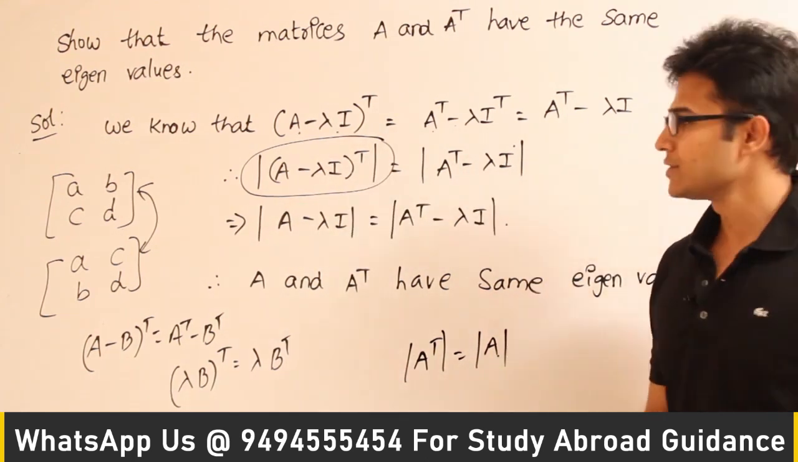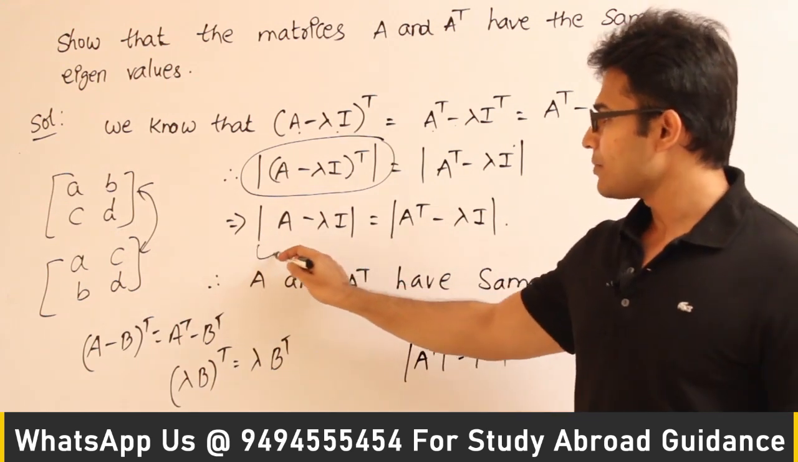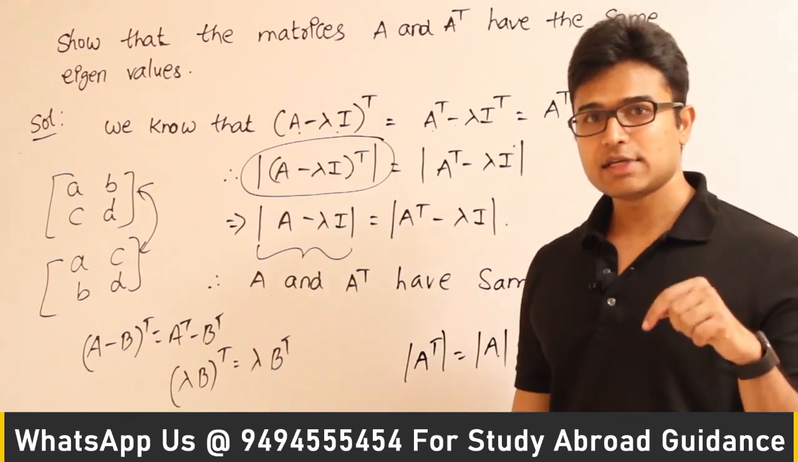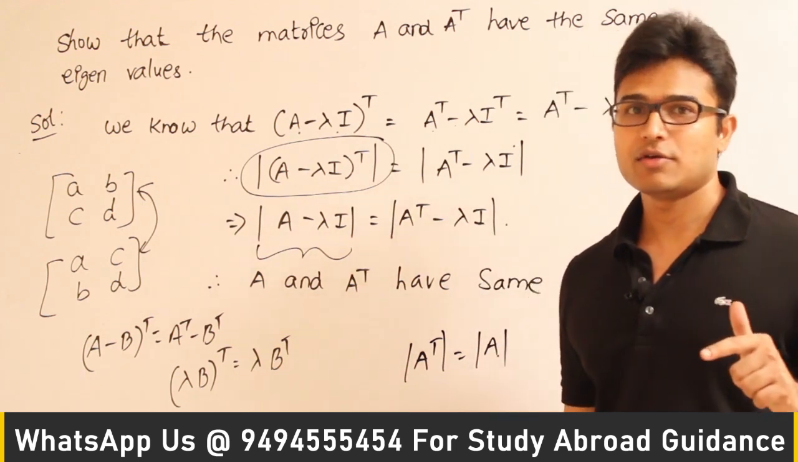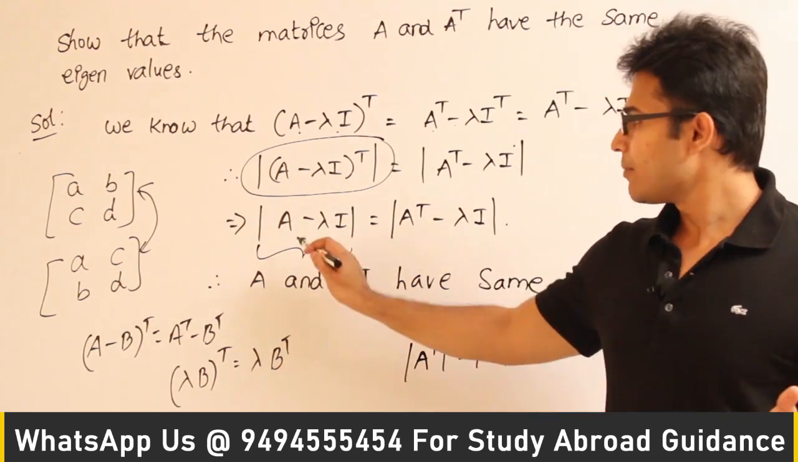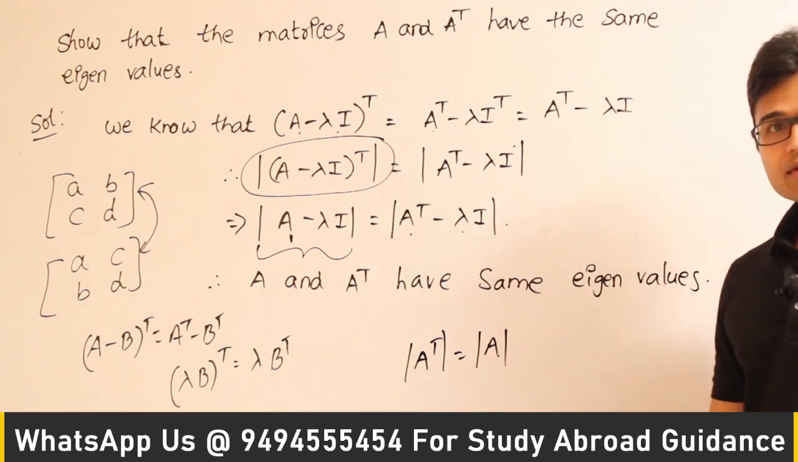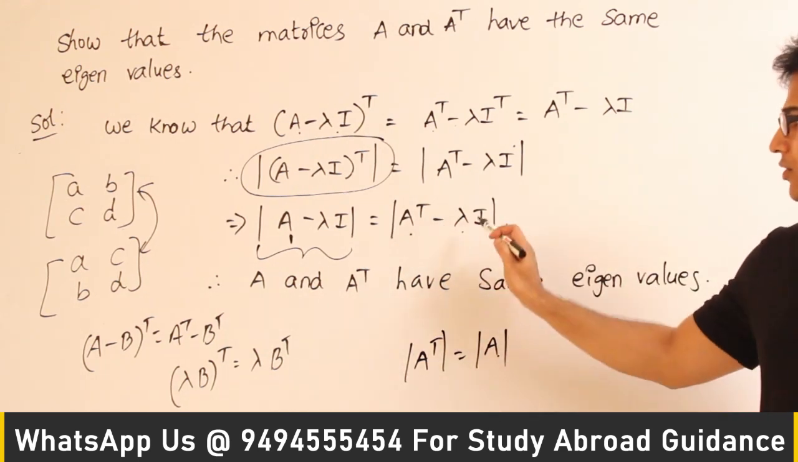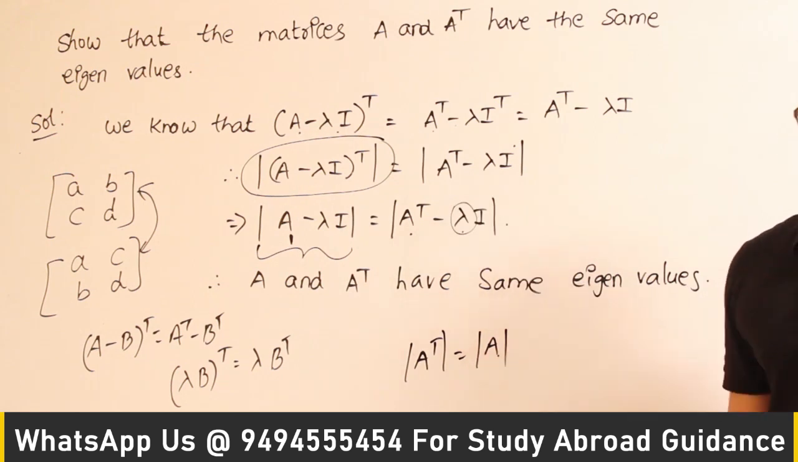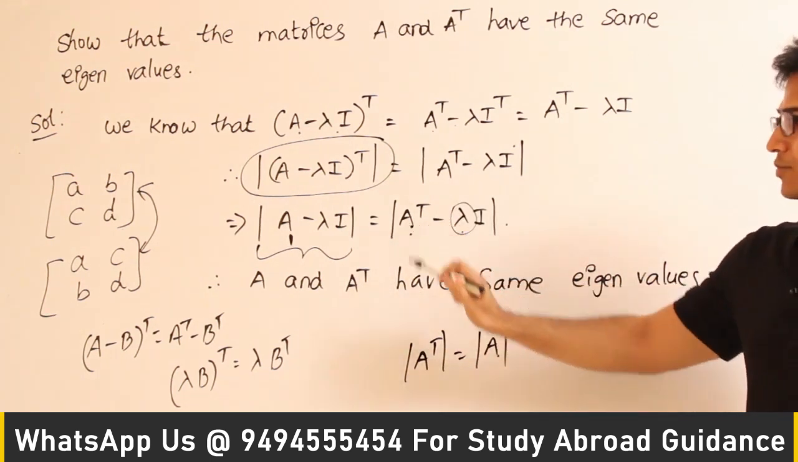Now if you observe this, the determinant of A minus lambda I is nothing but the characteristic expression for finding the eigenvalues of matrix A, and the determinant of A transpose minus lambda I is the characteristic expression for finding the eigenvalues of A transpose.